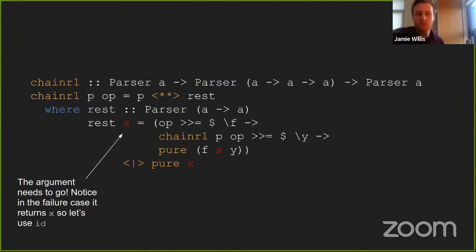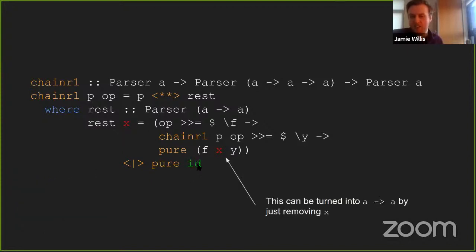So I'm going to use reverse app. This is where the function sits on the right and the value sits on the left. And I've changed the type, and now immediately this is all broken. So this is all wrong. So the argument needs to go. And the first thing we're going to notice is that when you have this alternative failing case, you're going to return the thing that came in. So a good candidate for replacing this x is just going to be the identity function.